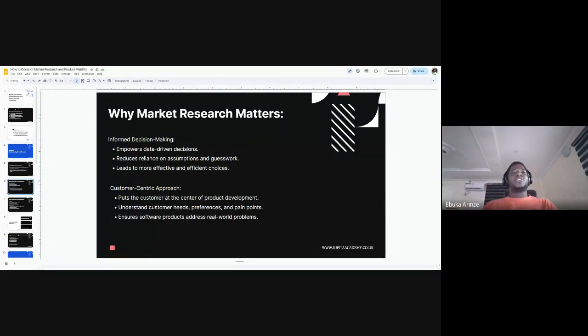So you have to ensure that the decisions you're making are spent on the right thing, and having informed decisions through market research will also help that.